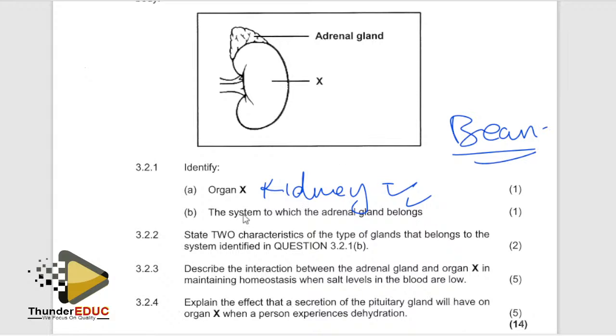The system to which the adrenal gland belongs. Adrenal glands belong to endocrine glands. Did I say the system? Endocrine system. Yes, so we're done with that. Let's continue to the next one.